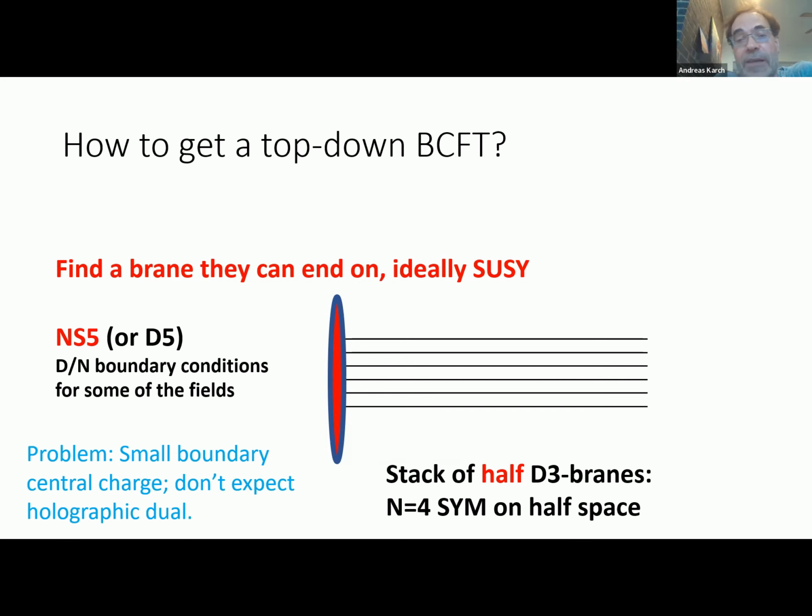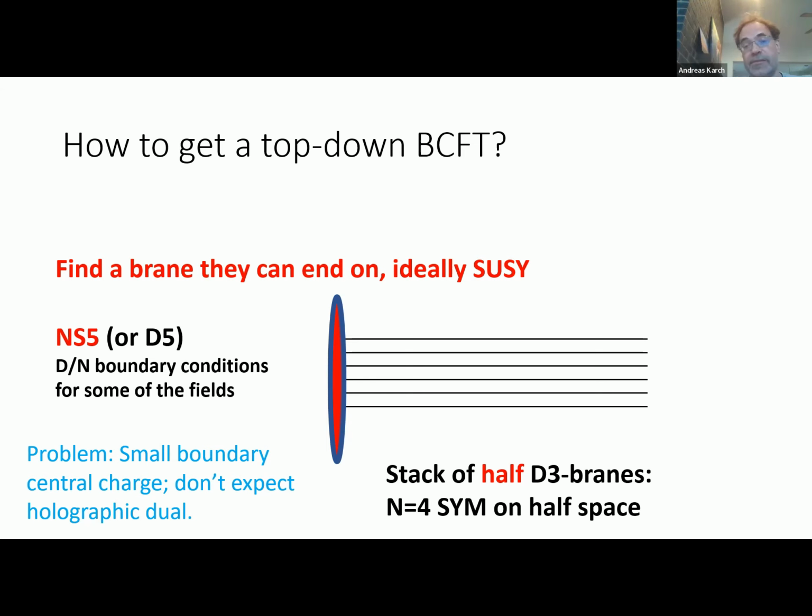The easiest way to have these D3 branes end is to have them end on an NS5 brane or D5 brane. And that will give me Dirichlet and Neumann boundary conditions for some of the fields. A different half is Dirichlet and Neumann, depending on whether it's NS5 or D5. That almost gets you there, but it still has a small problem. If you do this, there's basically no boundary degrees of freedom.